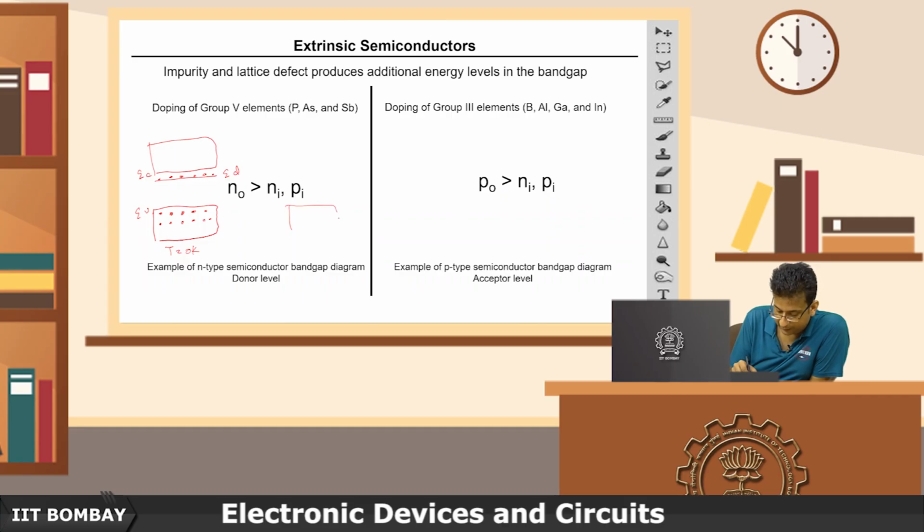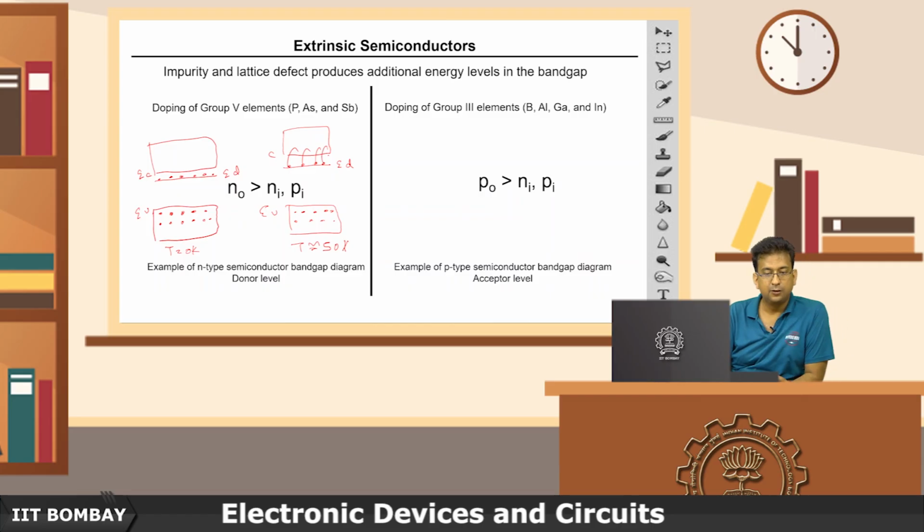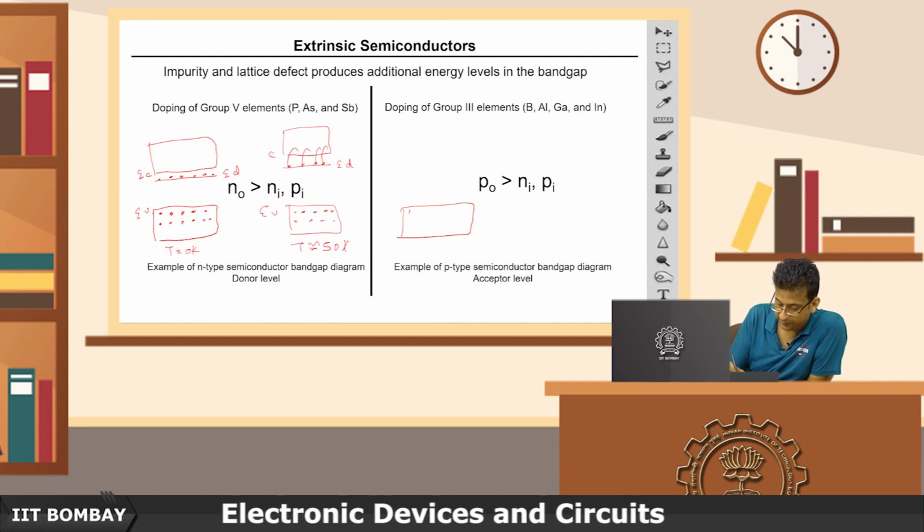And what happens at a temperature of, let's say, around 50 Kelvin? These free electrons in the donor level will start moving to the conduction band. Similarly for a p-type semiconductor, if there are group 3 elements in a silicon lattice, such as boron, aluminum, gallium, indium, something like that, what will happen? Let us say this is the valence band.